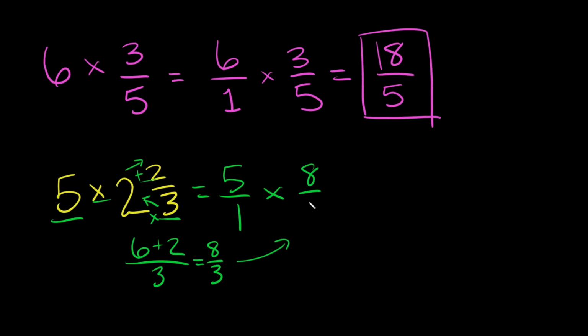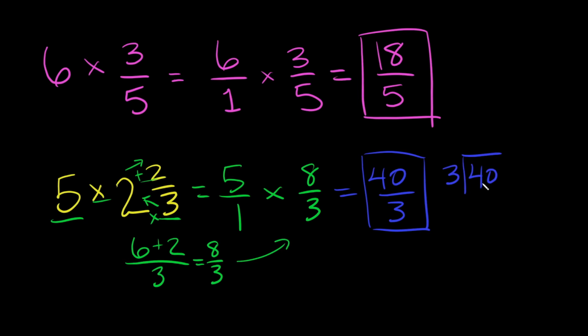So 8 over 3. Now again, what do we do? We just multiply straight across. So 5 times 8, that's 40. 1 times 3, that's 3. So our answer is 40 over 3, which is an improper fraction. But real quick, what if we needed this as a mixed fraction or a mixed number? Well, that's easy. Just to turn it back, all we have to do is divide. So we're going to do 40 divided by 3.